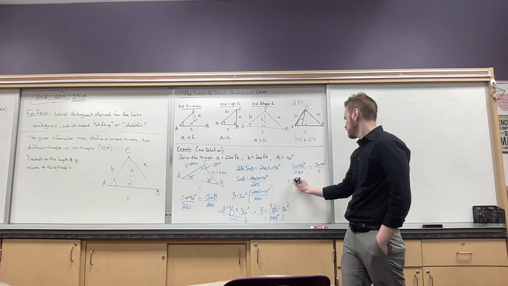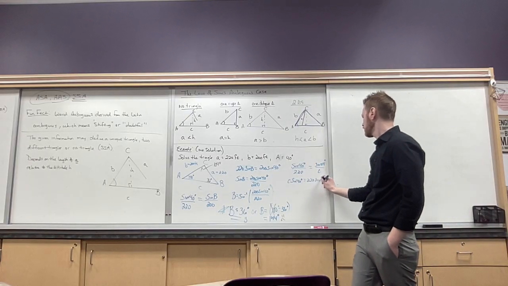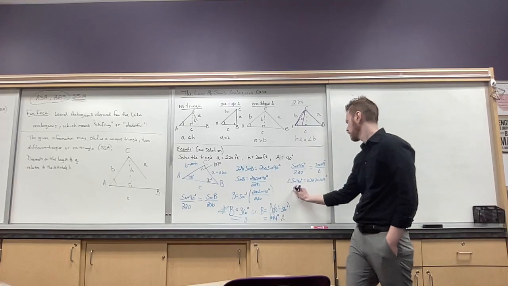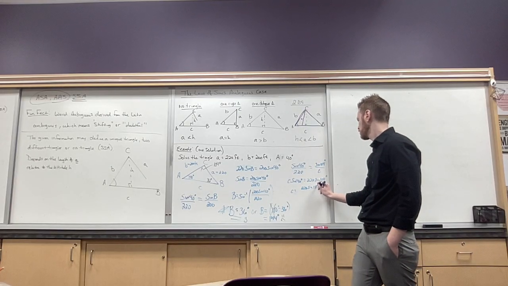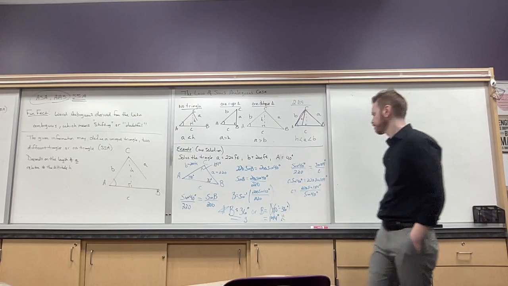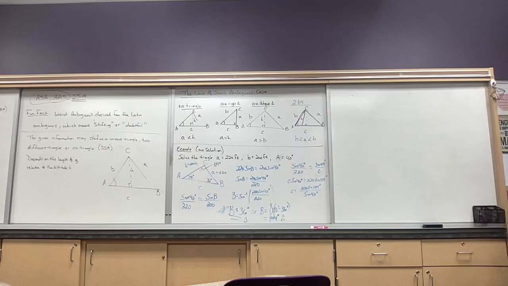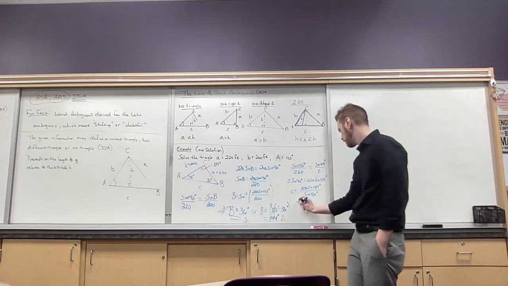So we get little c sine of 40 degrees equals 220 sine of 104 degrees. I'll go ahead and divide. Just like that. And I got 332 feet.